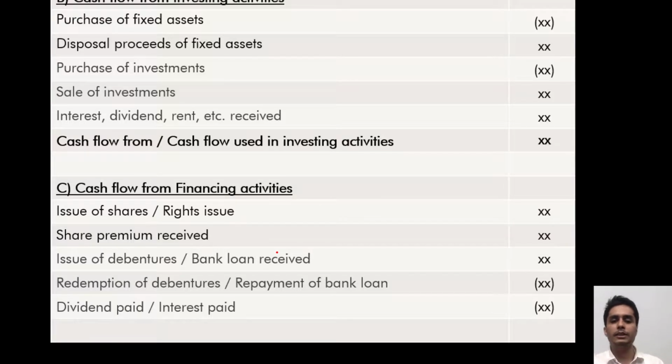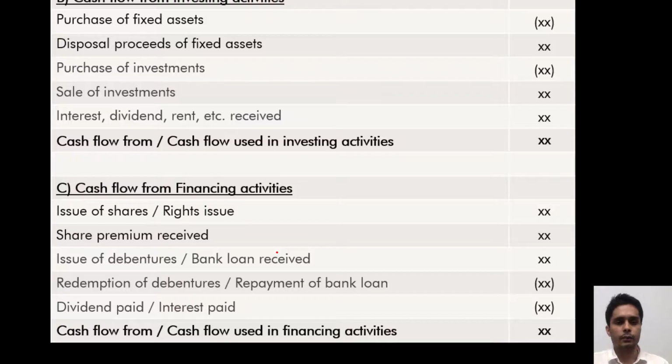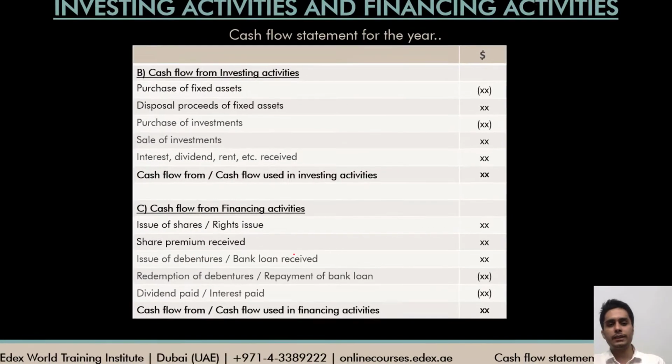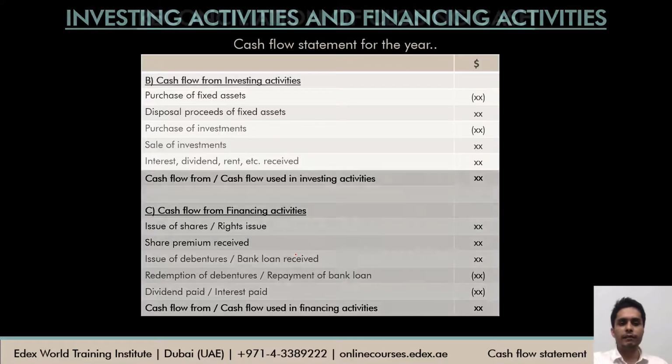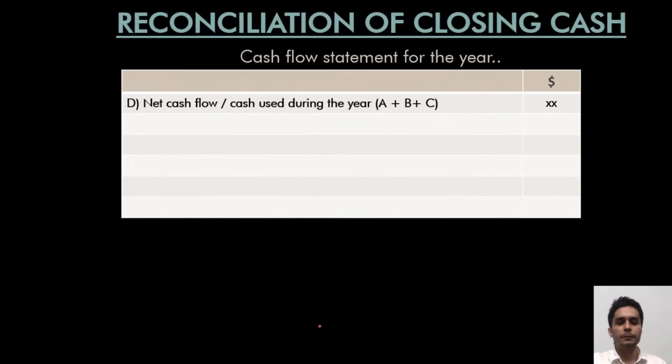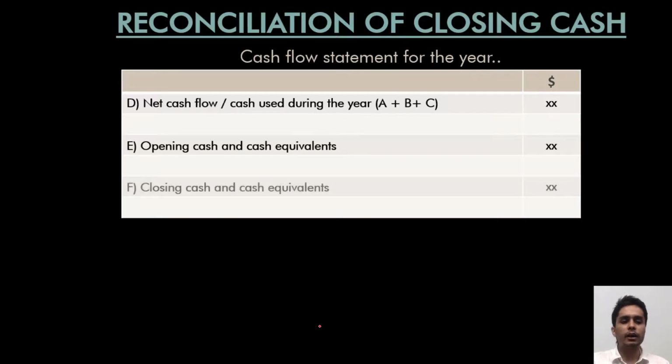And once all of this is done, you will arrive at the total cash flow from or used in financing activities. After calculating cash flows under each of these individual activities, we have to take a total of cash flows from all the activities together to arrive at the net cash flow or net cash used during the year. To this, I will add the opening cash and cash equivalents to arrive at my closing cash and cash equivalents. Isn't it very logical?